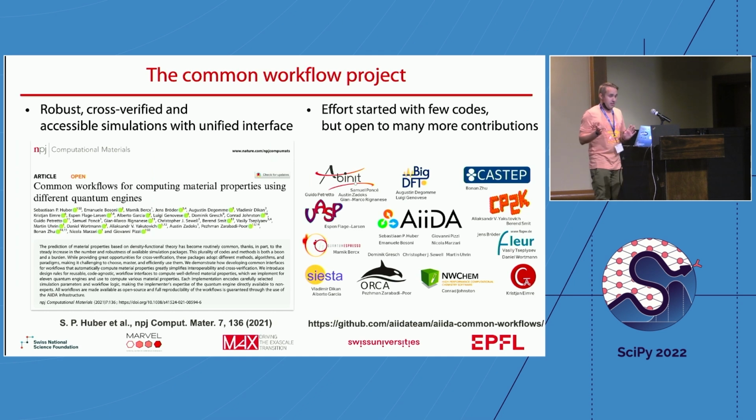At the end of last year, then, we published the first Common Workflows paper, which is an initial implementation of our solution to compute materials properties using 11 different quantum DFT engines. An effort which started with a few codes, but quickly was open to many more contributions. And you see here all the simulation codes that are involved, and everything we did is fully open, both in terms of the data generated, but also the codes and the workflows to create that data.